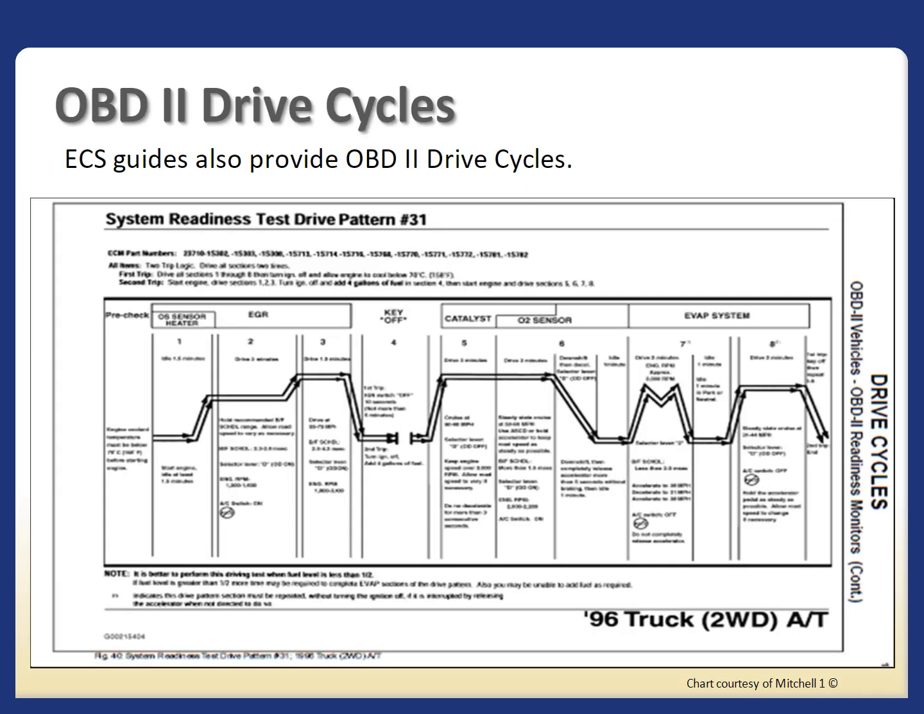ECS guides also provide OBD2 drive cycles. Most 1996 and newer foreign and domestic vehicles are required to pass the OBD2 portion of the smog check inspection. ECS guides detail the drive cycles needed to run emission monitors. The drive cycle is a particular driving sequence needed to run the emission monitors to completion. It may be necessary to review manufacturer recalls and TSBs for more information.